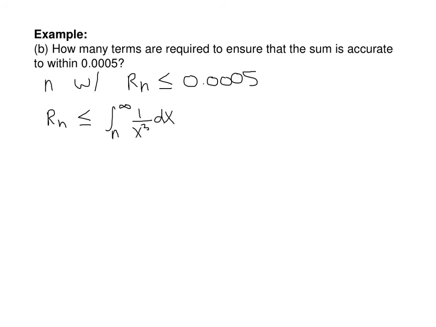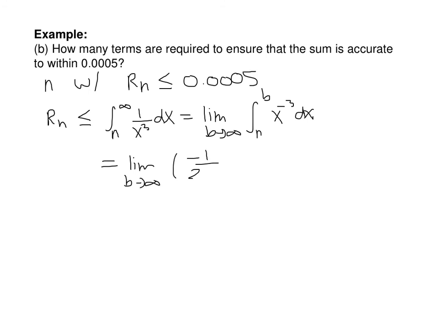So there's a lot of letters, but that's the same thing as the limit as b goes to infinity of the integral from n to b of x to the negative 3 dx. So the limit as b goes to infinity, and to antidifferentiate, we get negative 1 over 2x squared again, from n to b.